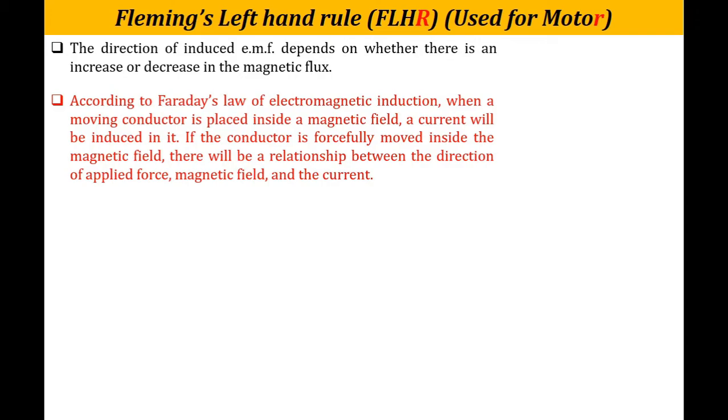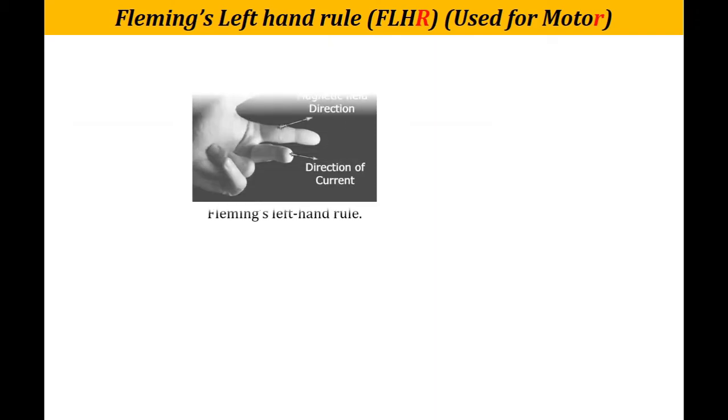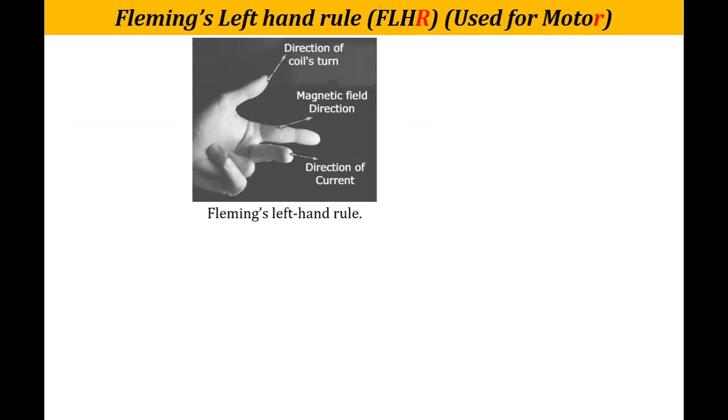So, according to Faraday's law of electromagnetic induction, whenever a moving conductor is placed inside a magnetic field, let's say if a magnetic field is stationary, a current will be induced in that. And if the conductor is forcefully moved inside the magnetic field, then there will be a force experienced. So there will be a relationship between the direction of the applied force, magnetic field and the current. Now let's discuss first Fleming's left hand rule.